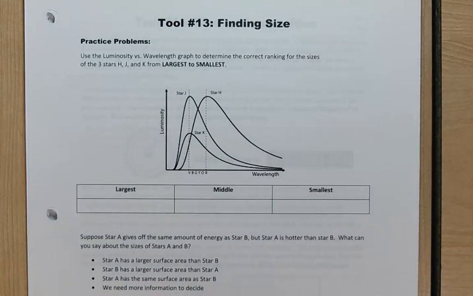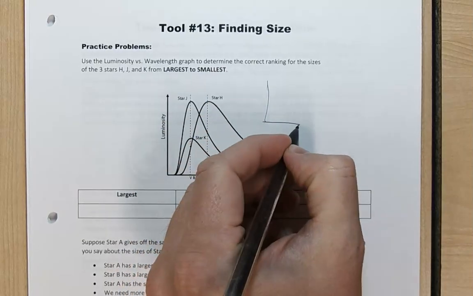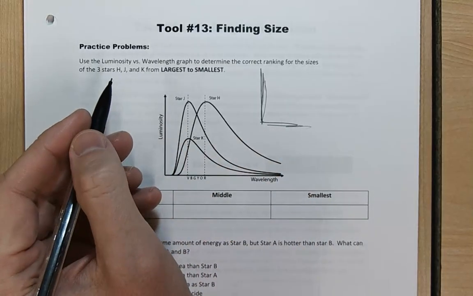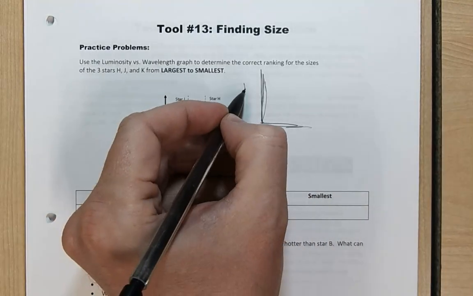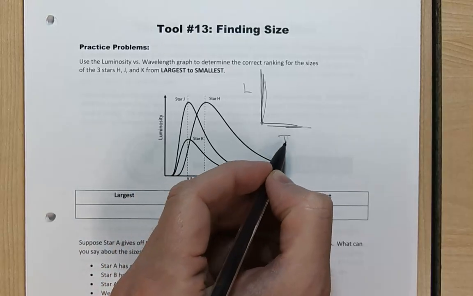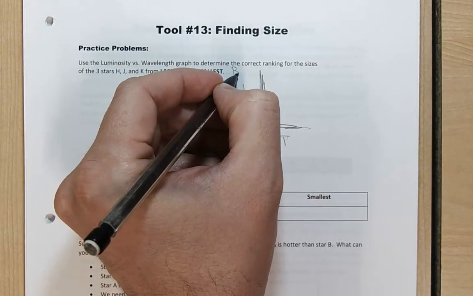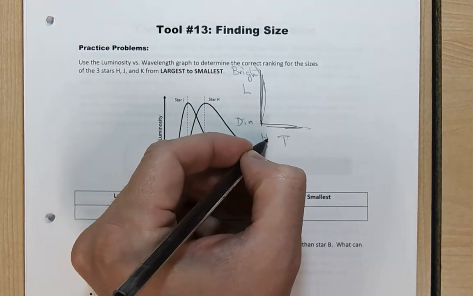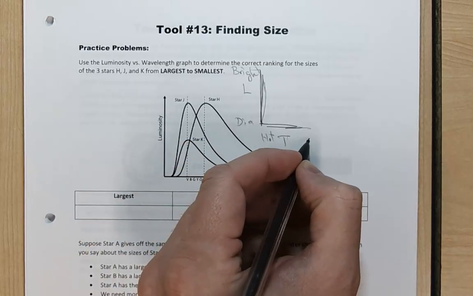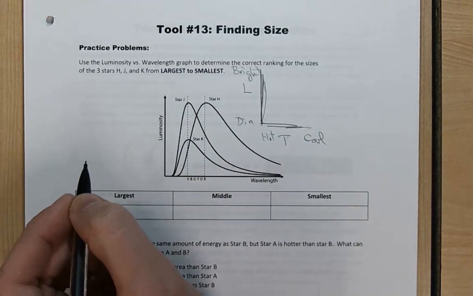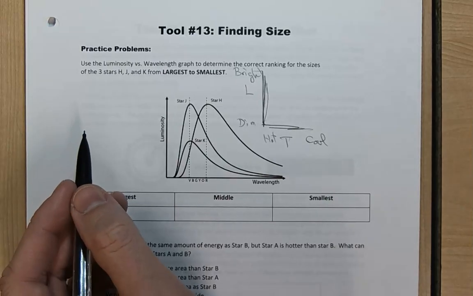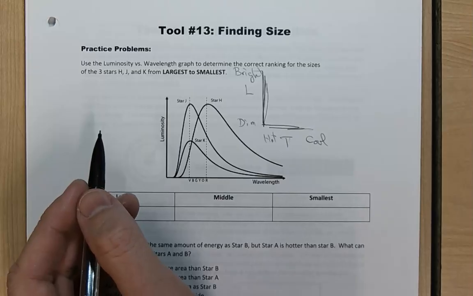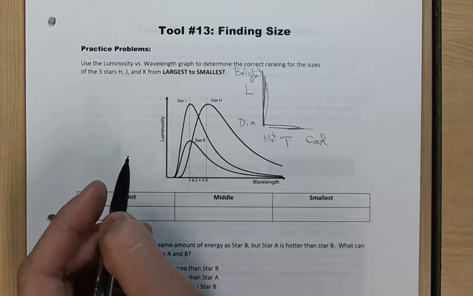So let's just do the same thing, right? Let's look at an HR diagram. Remember how all HR diagrams are laid out the same way, right? Luminosity is on this axis, temperature's on this axis, and the bright stars are on top. The dim stars are on the bottom. The hot stars are on the left side, and the cooler stars are on the right side. So let's look at these 3 stars, H, J, and K, and see where they would plot on an HR diagram.